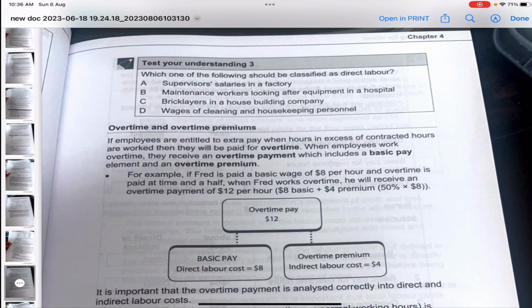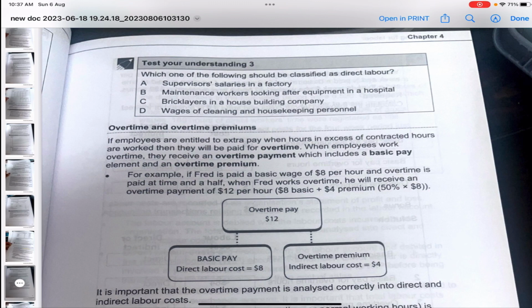Test your understanding 3. Which one of the following should be classified as direct labor? Supervisor's salary, supervisor is indirect. Maintenance worker, again maintenance is indirect. Bricklayers in a house building company. What is the operational activity of a house building company? Building only, right? So bricklayers are the direct laborers because that's their operation, that's their work.